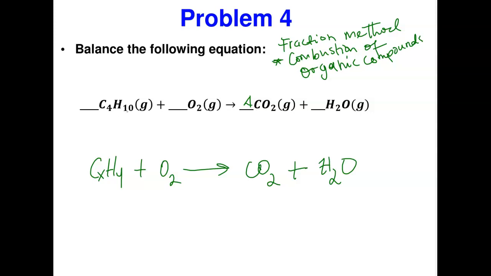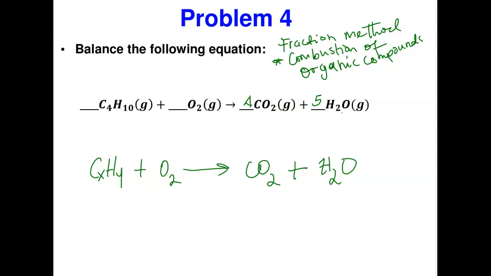Now, remember the rule: you balance everything before hydrogen and oxygen. So now I've balanced my carbon, and I'm going to balance hydrogen before oxygen. There are 10 hydrogen here. If you look at this side, there is 2, and I can make it balance by adding 5. If I add 5 here, I'm still balancing it. This is now 5 times 2, 10. So my carbon is balanced: 4 carbon, 10 hydrogen on both sides.